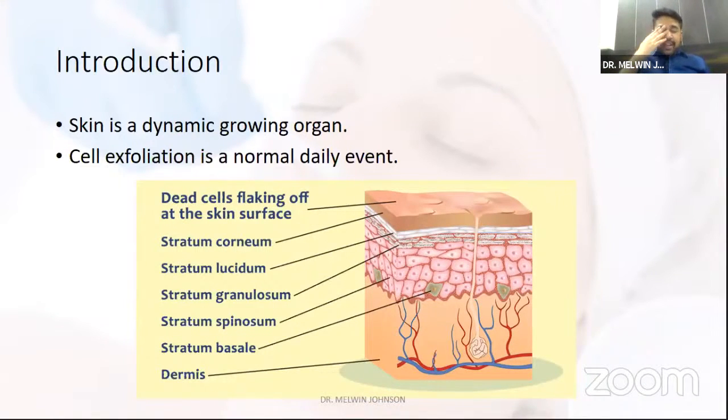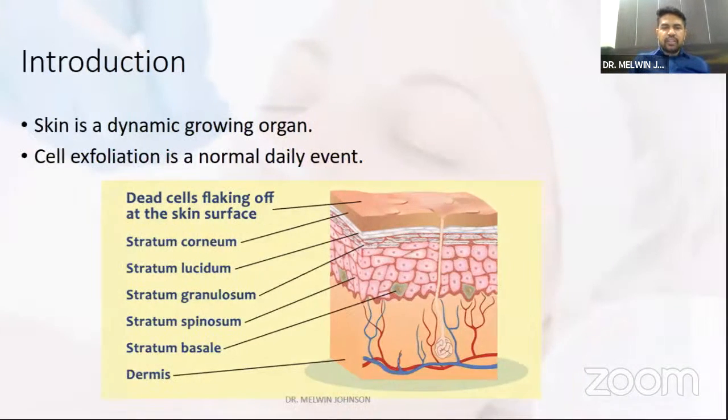So skin is a dynamic organ and it sheds every day. We have different layers of the skin, and those layers are stratum corneum, granulosum, spinosum, and basal. And below that we have the dermis. So first we have the epidermis, and then we have the dermis, right?